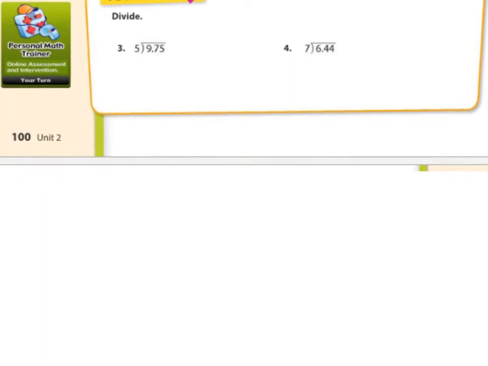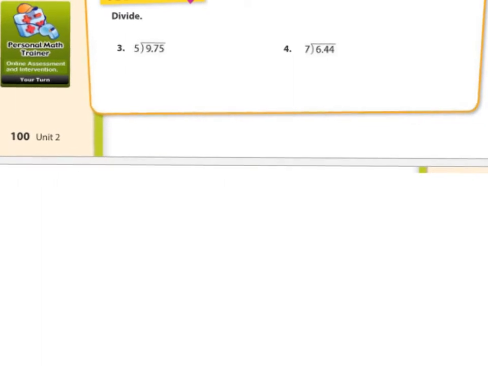without decimals. So I want you to write this first problem down, which is going to be number 3. Give yourself some room, and you're going to write 9 and 75 hundredths divided by 5. And please do not scrunch up your numbers because you need to give yourself room to work. The very first thing that you do is you move the decimal to the answer.